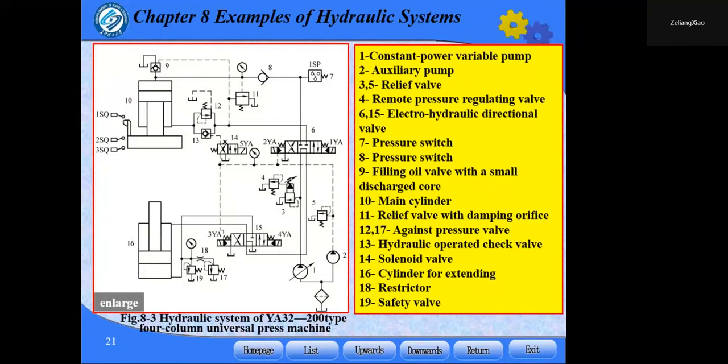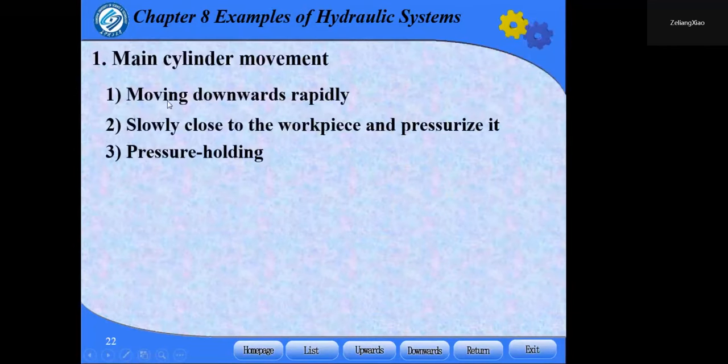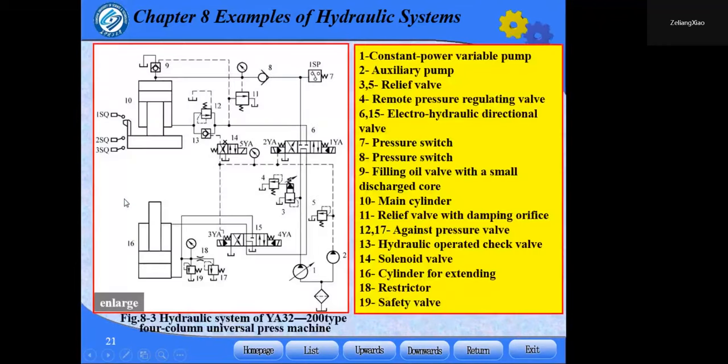Once the piston in the main cylinder presses the workpiece, the resistance against the piston increases dramatically, and the pump pressure further increases. The delivery of variable pump 1 reduces automatically, and the piston presses the workpiece at a low speed. The process is pressure holding when the oil pressure in the output of the main cylinder reaches the setting value of pressure switch 7.